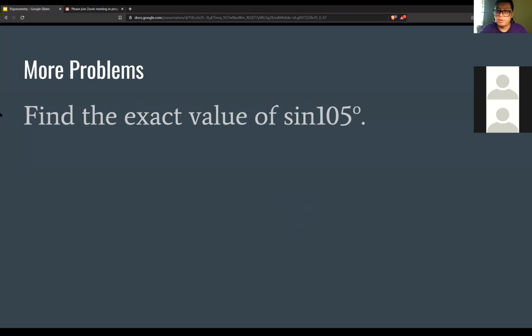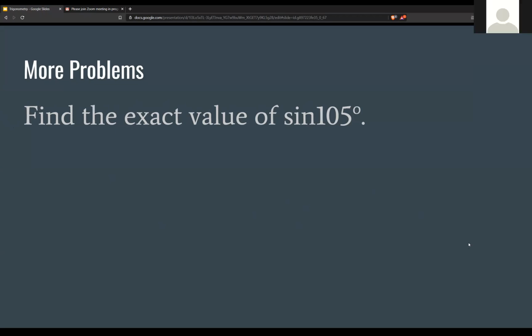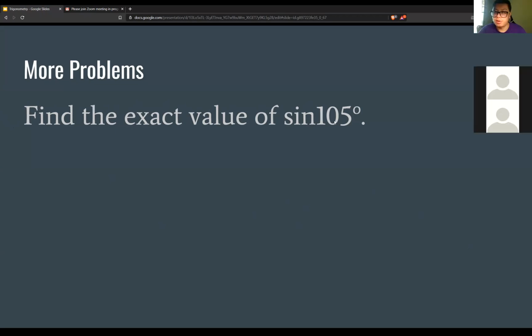We're gonna solve this problem really quickly. It's very important that you guys know how to solve this as well. It'll be on the homework. There's a couple of these problems on the homework, so it's important that you need to know how to solve this. So we want to find the exact value of sine of 105.